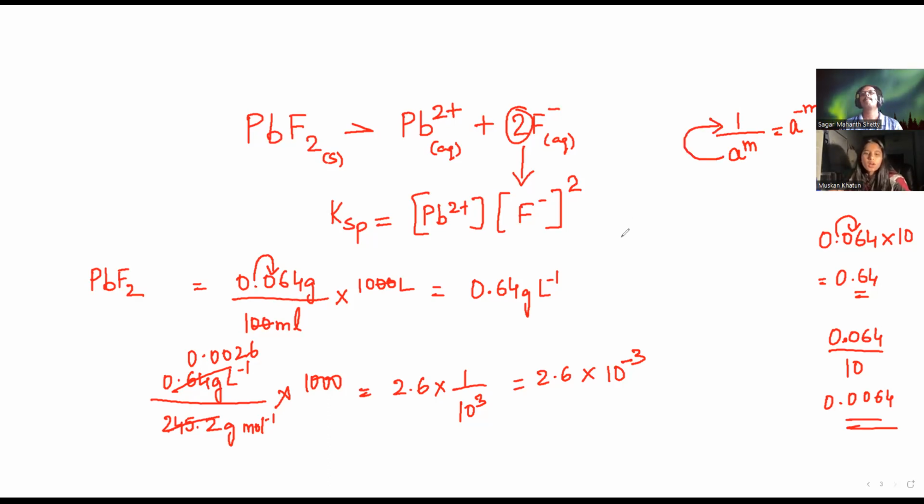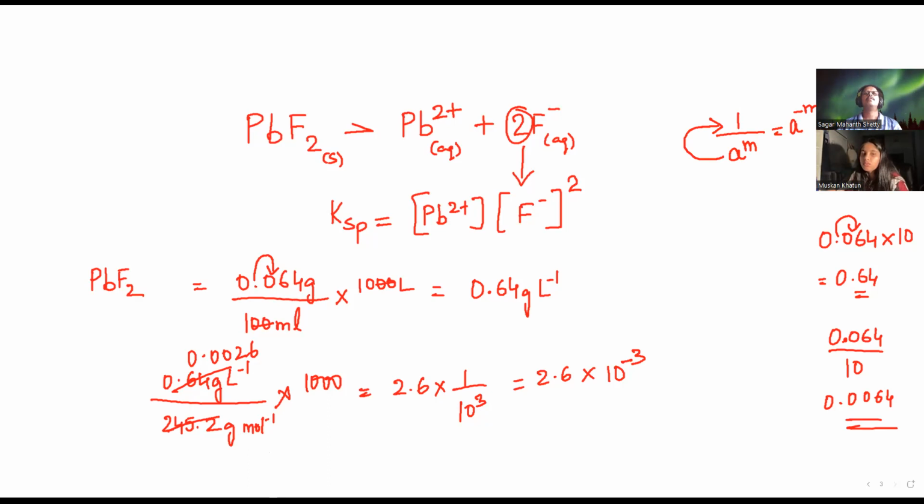Where did we get the 10 cube? Because this is still in grams, which is to be calculated in liters. So that's going to be into 1000. So 10 power 3 is 1000. Because it's still in liters.